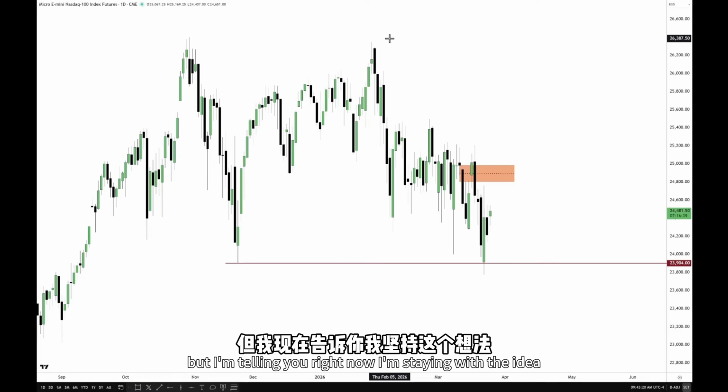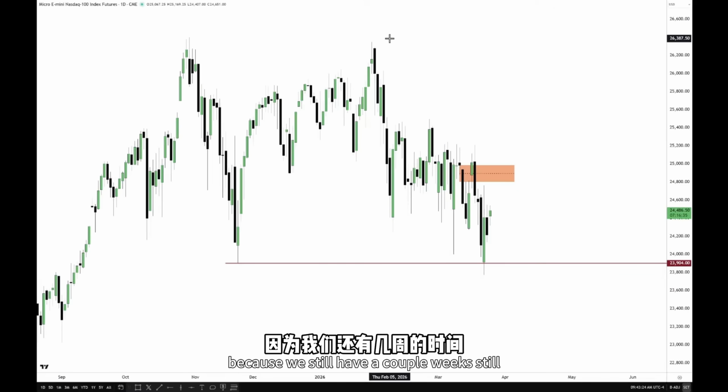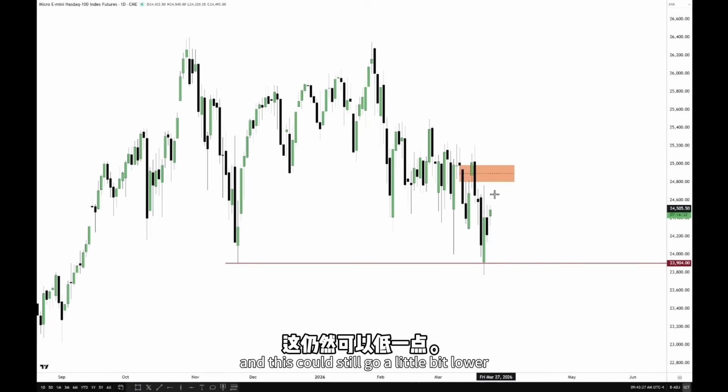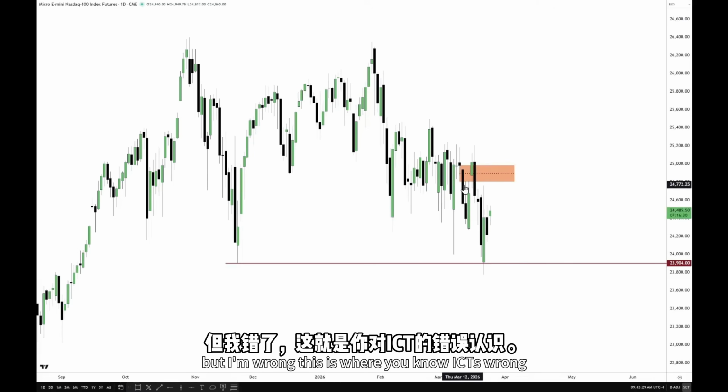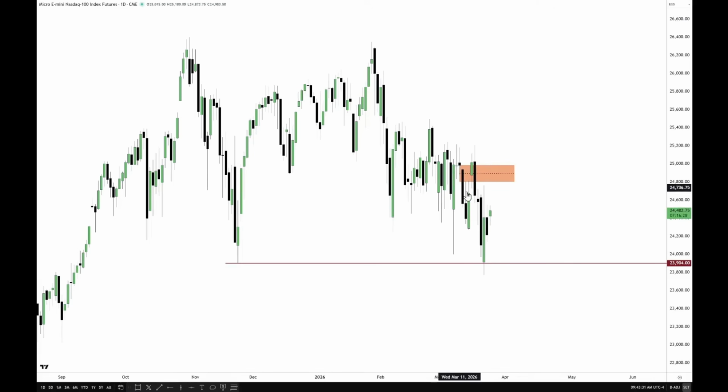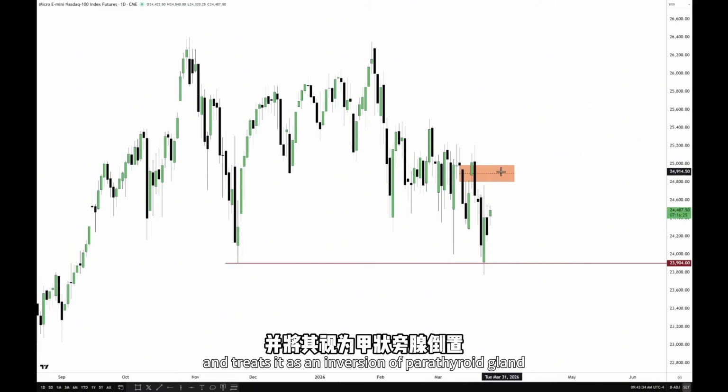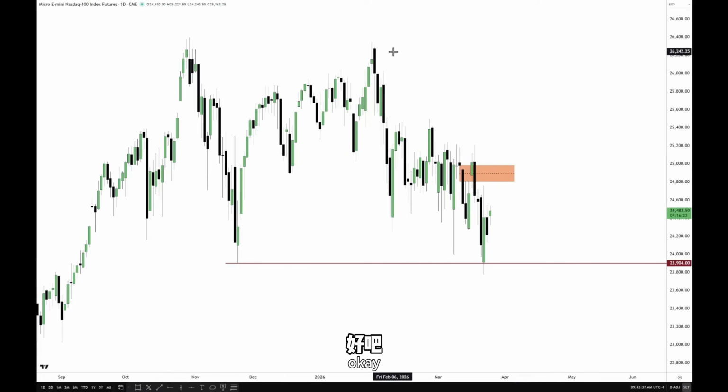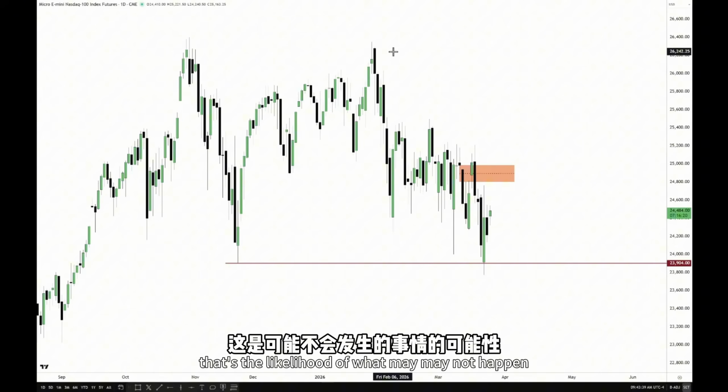Okay. But I'm telling you right now, I'm staying with the idea because we still have a couple weeks. And this could still go a little bit lower before this becomes a factor. But if I'm wrong, this is where ICT is wrong. If it goes above this and treats it as an inversion fair value gap, then they're going to come back for these highs. Okay. That's the likelihood of what may not happen.